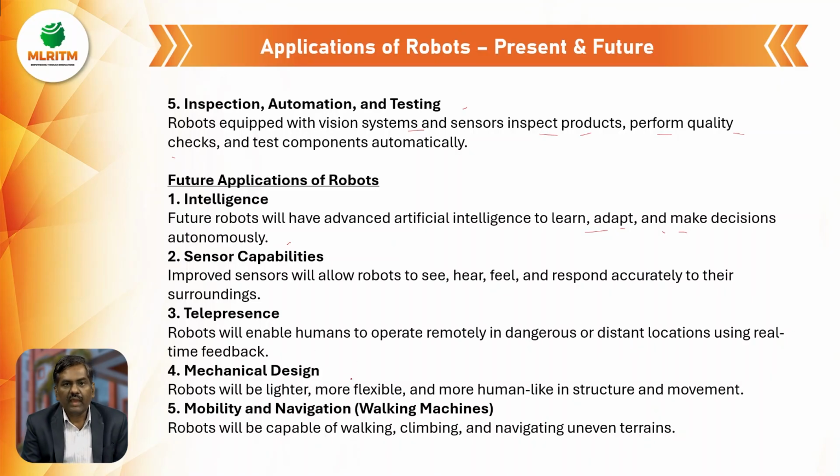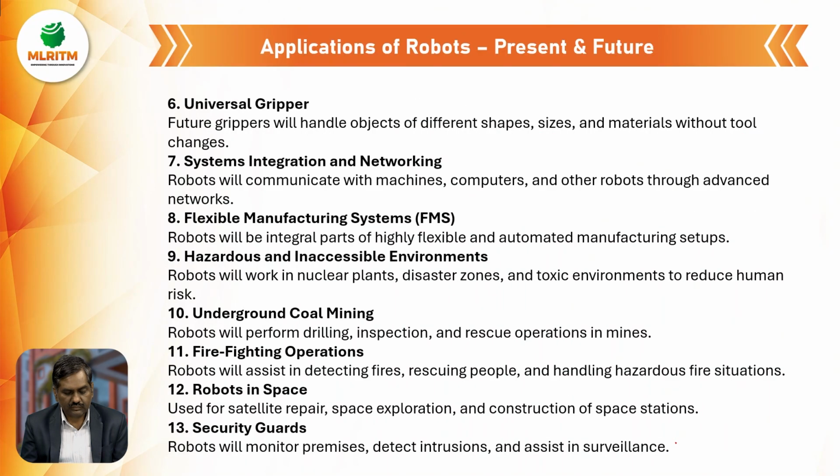The fourth one is mechanical design. Robots will be lighter, more flexible, and more human-like in structure and movement. The fifth one is mobility and navigation. Robots will be capable of walking, climbing, and navigating uneven terrains. Next, the sixth one is the universal gripper. These future grippers will handle objects of different shapes, sizes, and materials without tool changes.